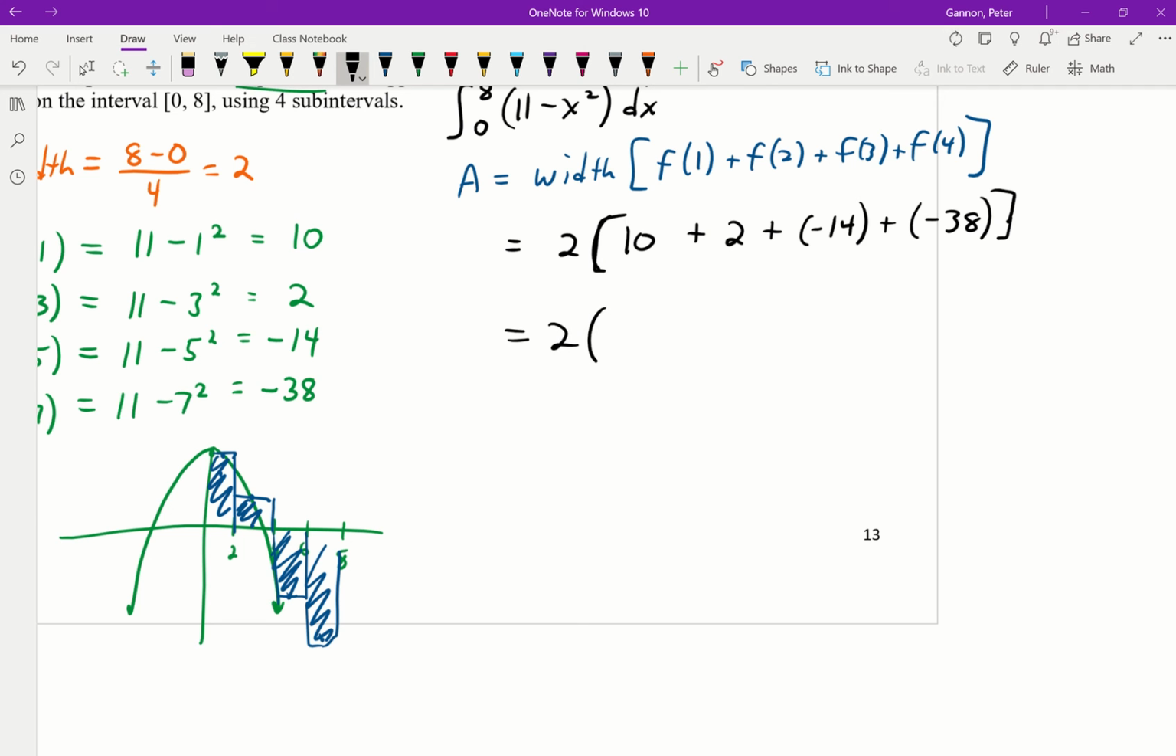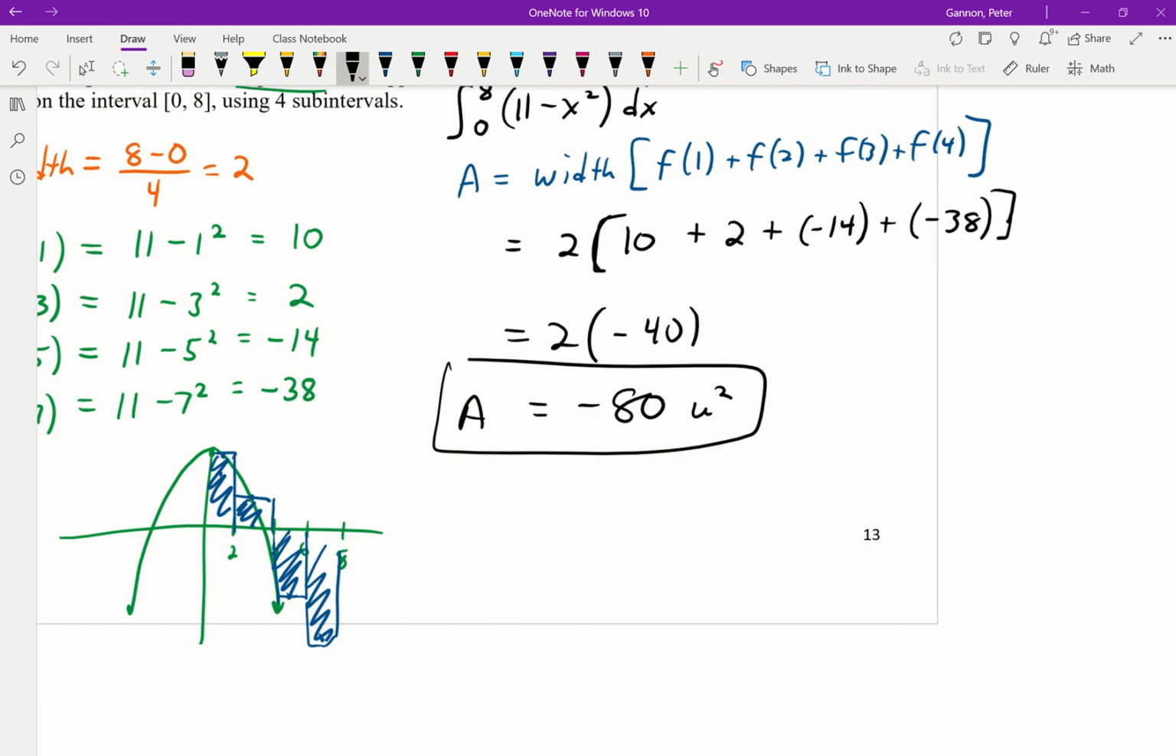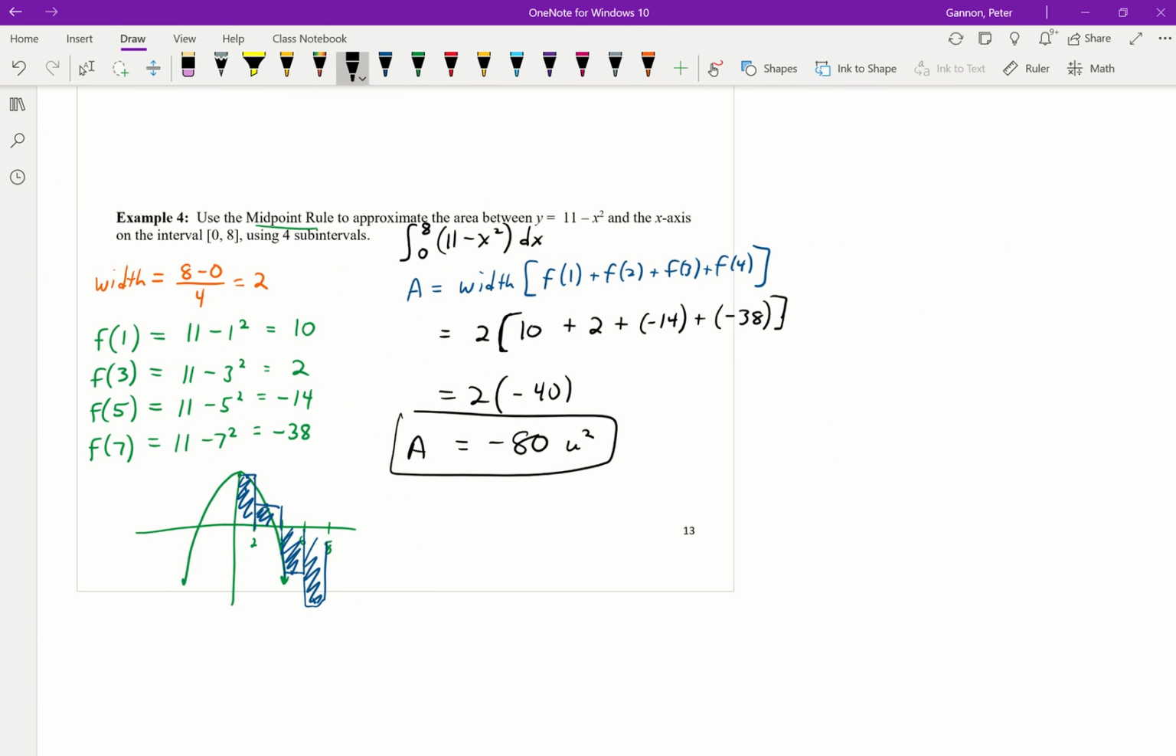All right, and inside those parentheses, we basically have 10 plus 2 is 12. 12 minus 14 is negative 2. Negative 2 minus 38 is negative 40, which gives us an area of approximately negative 80. I don't know why I did 20. Sorry. 2 times negative 40 is negative 80 units squared. So that's how you could use a midpoint rule to approximate the area between the curve and the x-axis for that function.